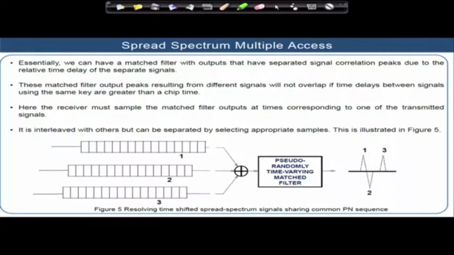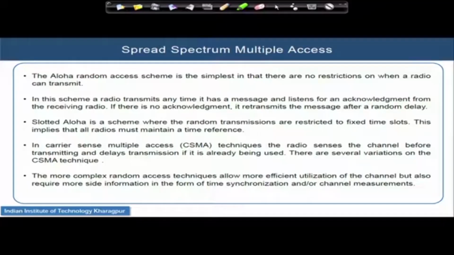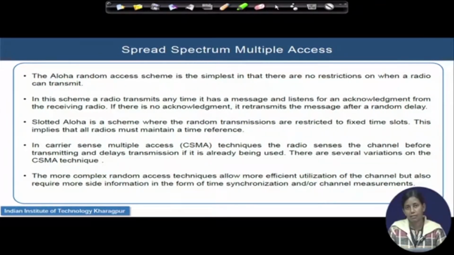And moreover, we also have an interleaver in the circuit, so it takes care of the fact that you get a pretty good resilience against interference. The different random access schemes are there in practice, and Aloha is a very popular one. This Aloha random scheme has no restriction over the number of radios and when a radio can transmit.